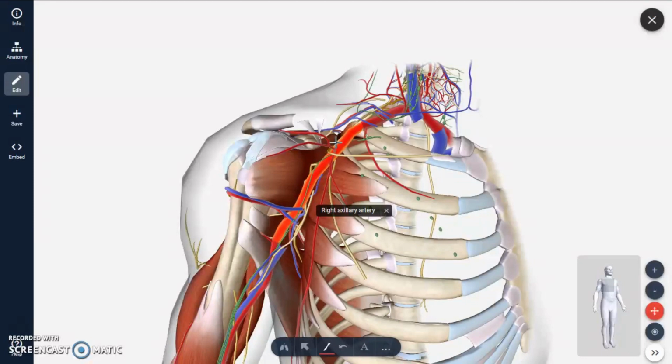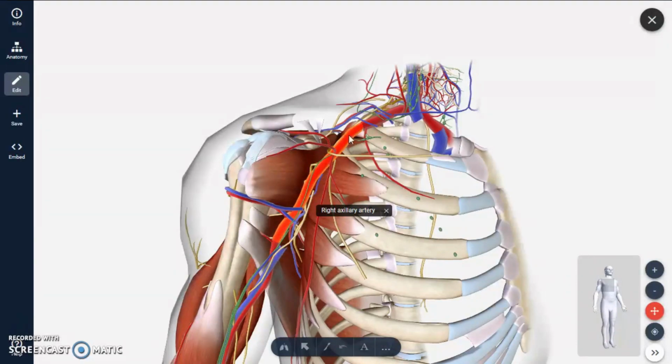So as I said before, the extent is from the outer border of the first rib till the lower border of the teres major muscle. You can make out a muscle here. So the lower border of teres major will be the terminal extent of the axillary artery. So we are dividing this axillary artery again into three parts. As I said before, we will be having a muscle present here. That muscle is going to divide this artery into three parts.